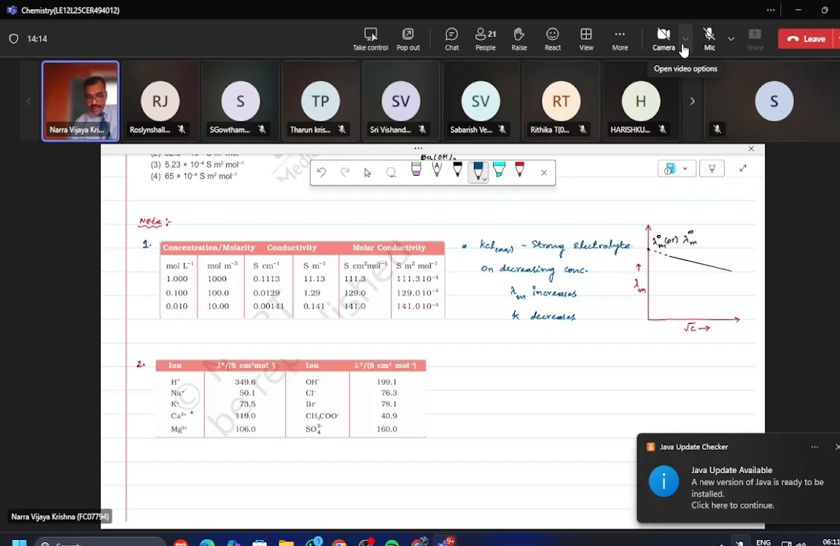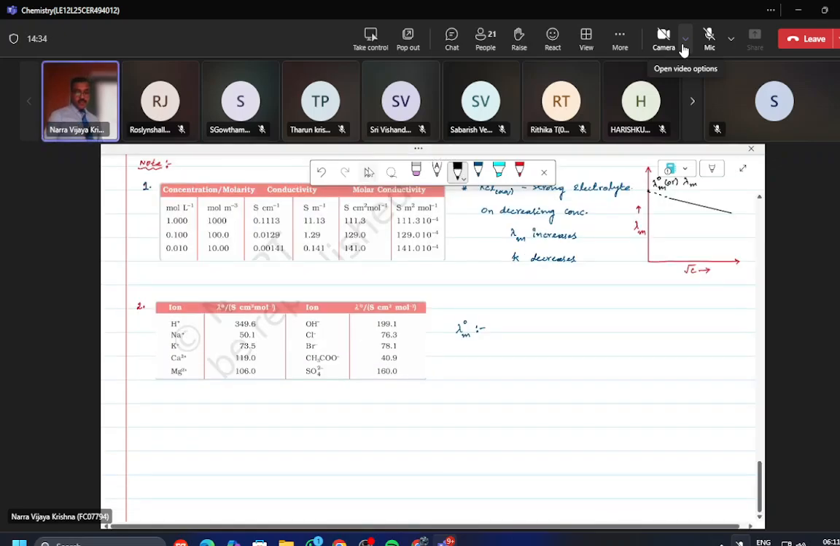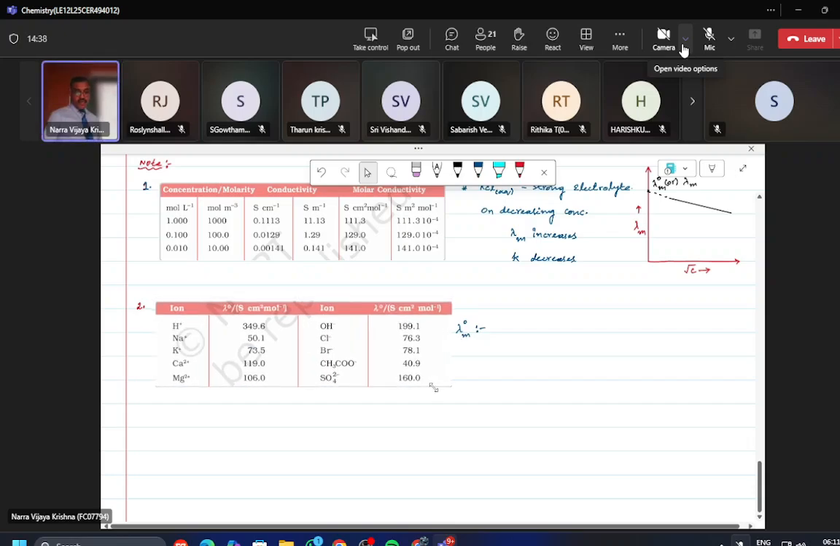H plus among cations. Lambda m naught values among cations, which has the higher value among all cations? H plus. Check. Among all of them, which has the higher value? H plus or not? Why will H plus ion have more conductance?